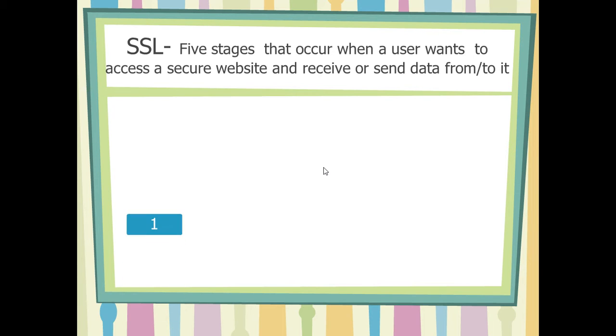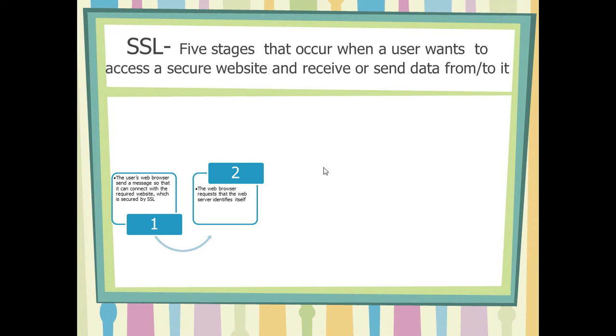So the first stage is the user's web browser sends a message so that it can connect with the required website which is secured by SSL. So when the user is trying to access, the user's web browser sends a message so that it can connect with the required website which is secured by the SSL. The second step is the web browser requests that the web server identifies itself. That is the second step.